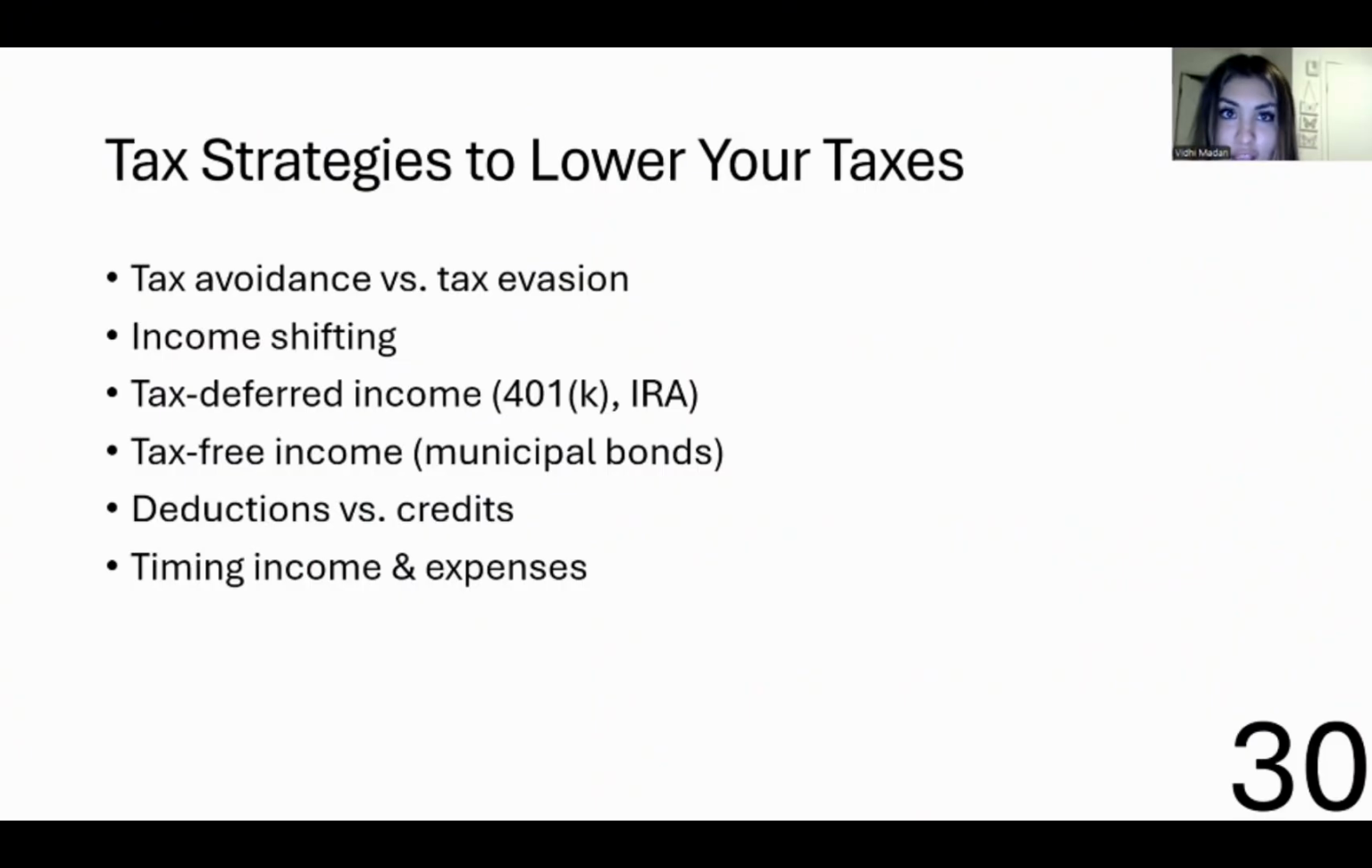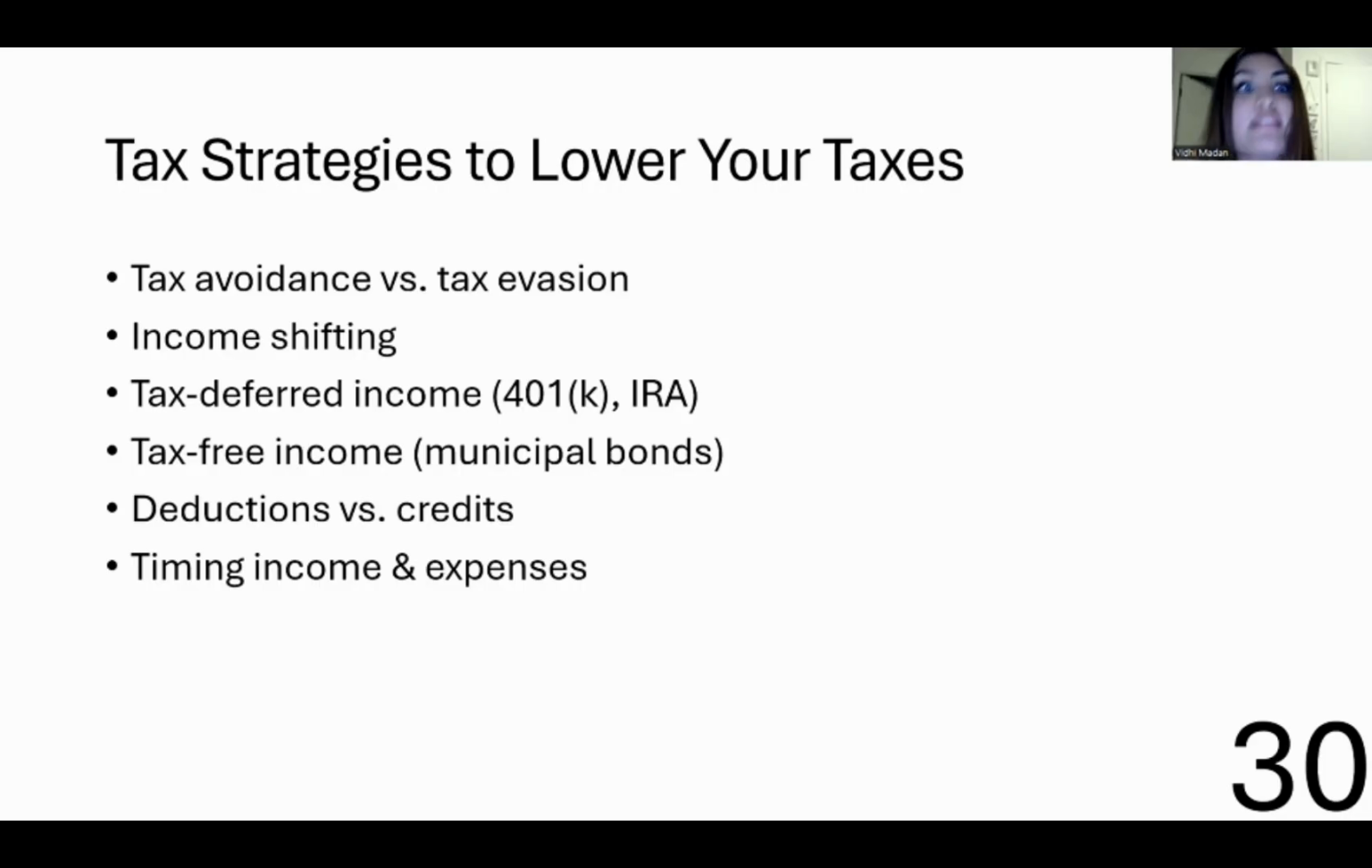Hi everyone, my name is Vinny Madon, and I will be talking about my section, which covers Learning Objective 6 from Chapter 4, which focuses on tax strategies individuals can use to legally minimize their taxes. So the most important distinction between tax avoidance and tax evasion is that tax avoidance means using legal strategies built into the tax code to reduce taxes owed, while tax evasion is illegal and involves hiding income and falsifying information.